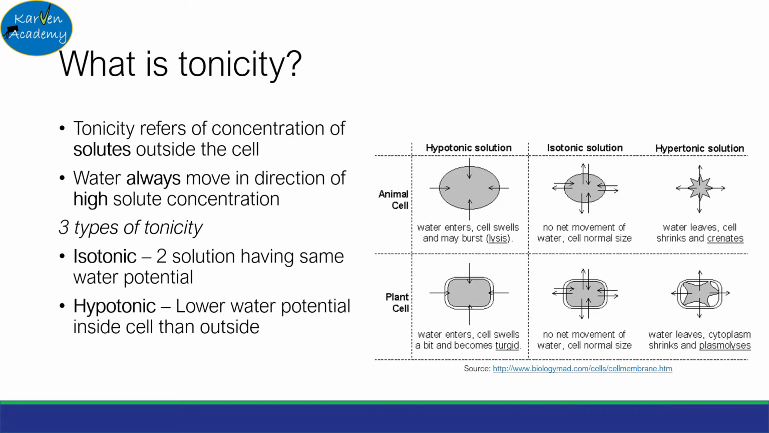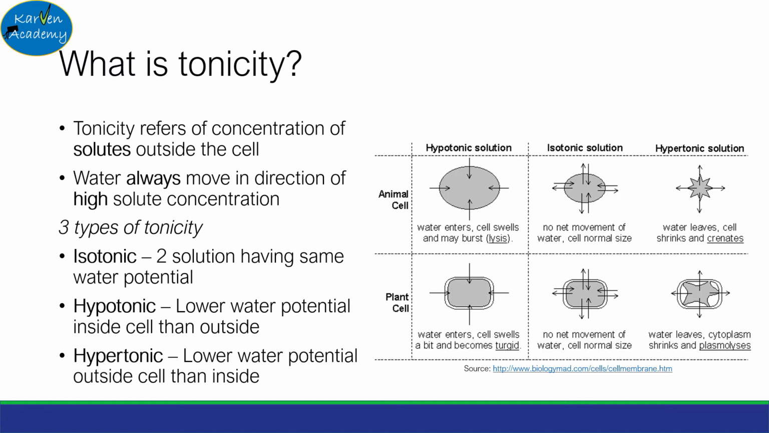Then we have hypotonic, where the water potential inside the cell is lower than the outside, essentially saying that the concentration of solutes outside the cell is less than the concentration of solutes inside the cell. And hypertonic refers to a lower water potential outside the cell than inside. Hypertonic is the same as saying there's a higher concentration of solutes outside the cell than inside the cell.